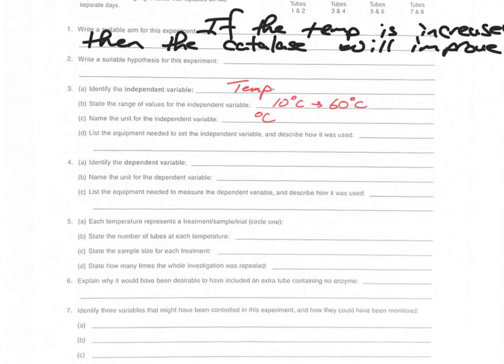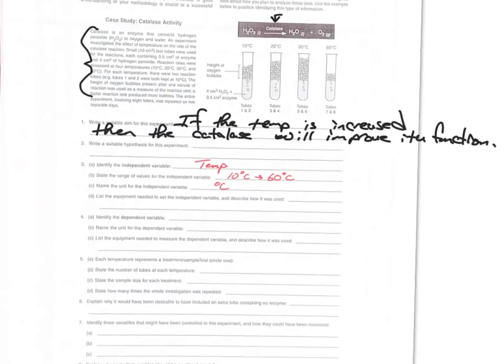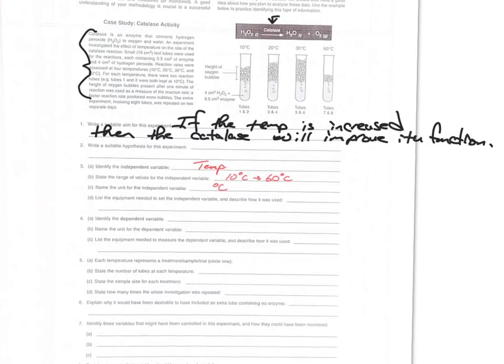Well, what kind of equipment would you need to do this? Obviously, hopefully you can see a test tube. You'd probably need a graduated cylinder. Why? Because a graduated cylinder is used to measure volume. You would need a test tube, obviously. You would need catalase, which is the enzyme. You would need hydrogen peroxide, some volume of it. You would need a cooler or a warmer to make it go from 10 to 60, some kind of warm bath. I hope that makes sense.